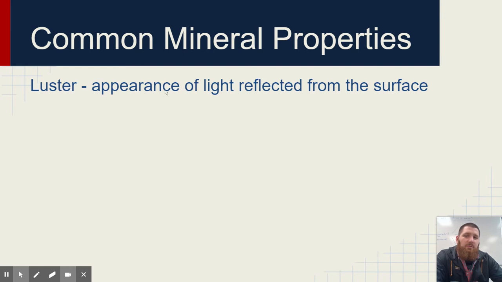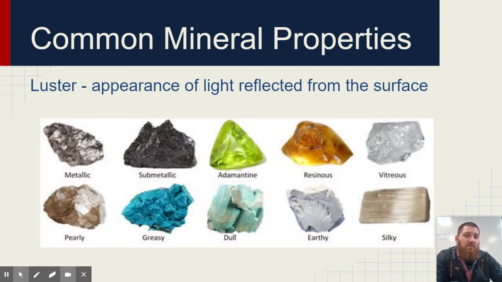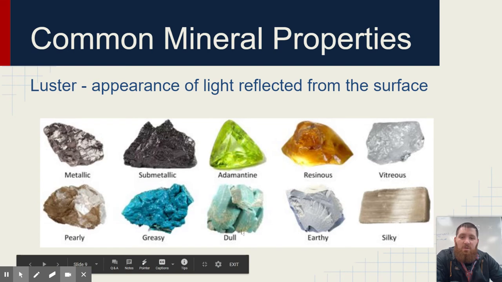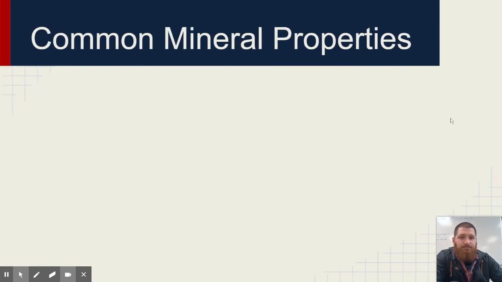Luster can affect how light is reflected off the surface. So basically, some things are going to be shiny, some things are not very shiny at all. So we have a metallic luster, submetallic, silky, earthy, dull. So there's different ways that things can appear. That's how we can also help identify different minerals.